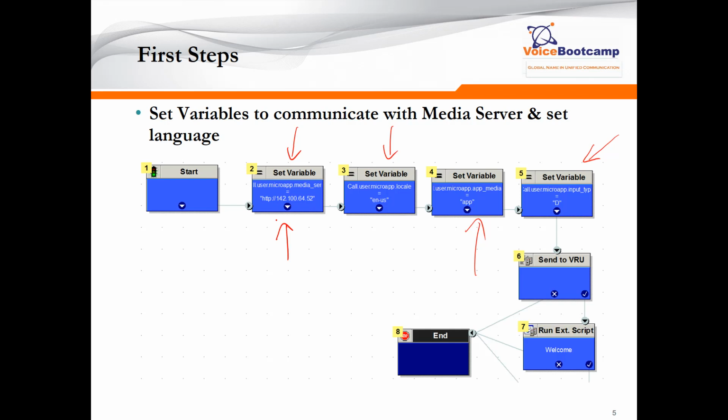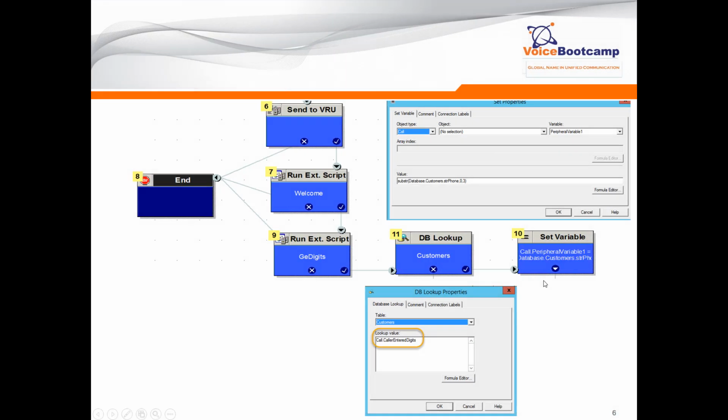Once those variables are supplied, we try to establish a connection using Send to VRU to the CVP server. If it is successful, then we're going to play a welcome prompt. Of course, every script should have some sort of welcome prompt. If the welcome prompt is unable to be executed for some reason, the call will end. But if it is successful, the call will move to the next step, which is get digit. So we're going to run external script get digit.